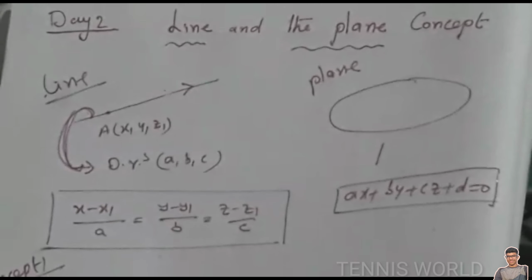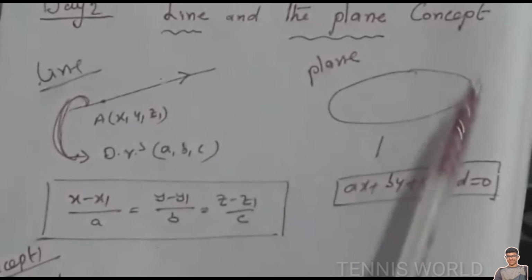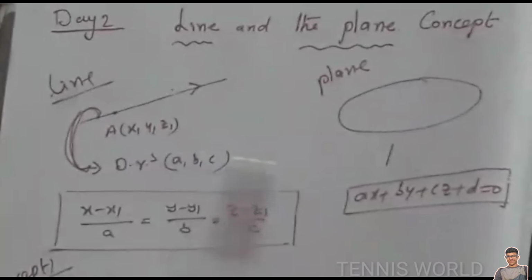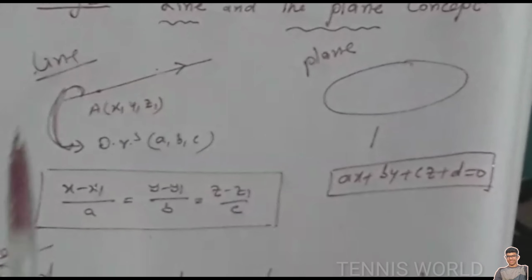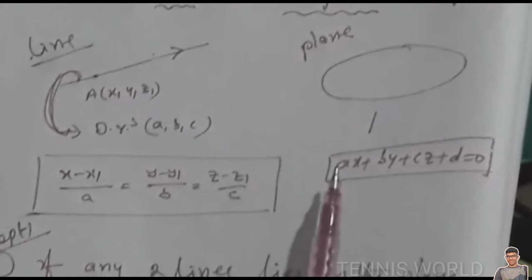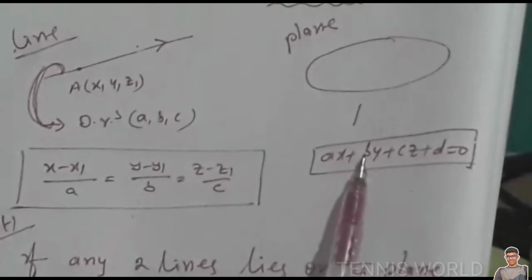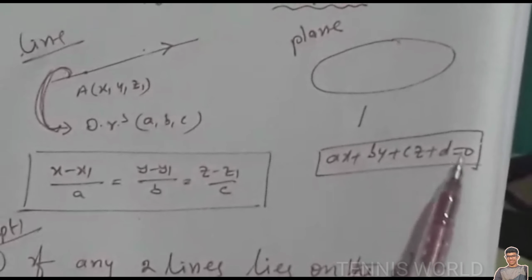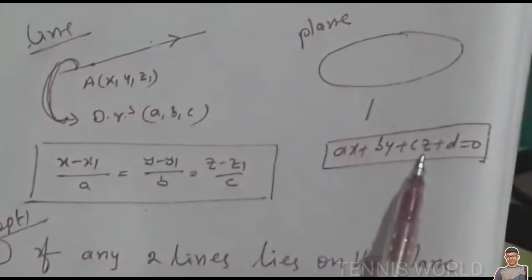Next one, come to the plane. We already learned the general equation of a plane last year in Maths 1B. What is the general equation of a plane? The general form is ax + by + cz + d = 0. So this is the equation of a plane.